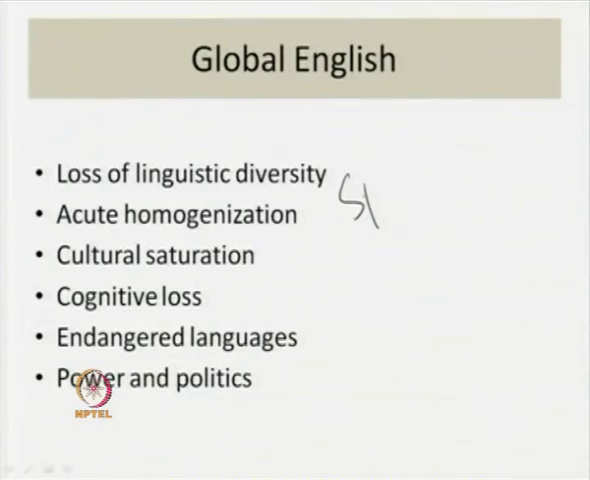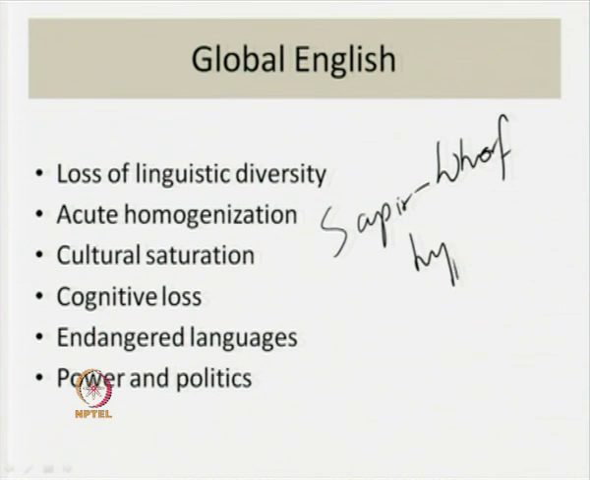For instance, we have this theory by two linguists, Benjamin Whorf and Edward Sapir, which is known as the Sapir-Whorf hypothesis. Let me quickly write down the names so that you are acquainted with it. The Sapir-Whorf hypothesis.